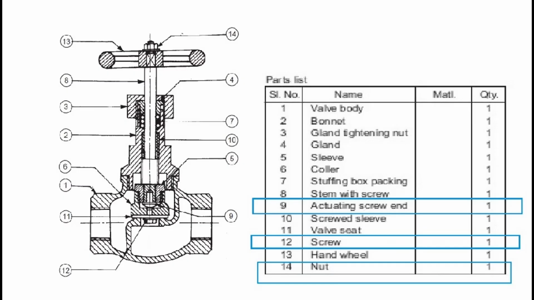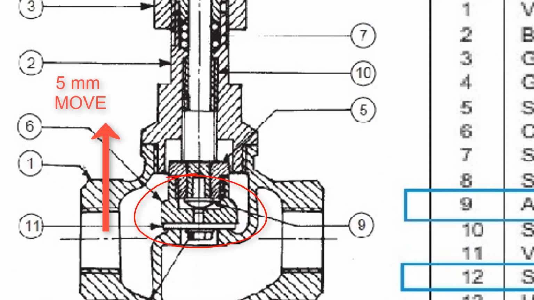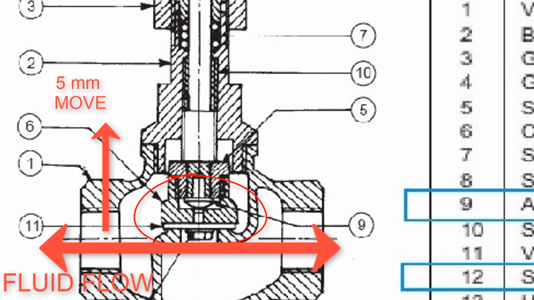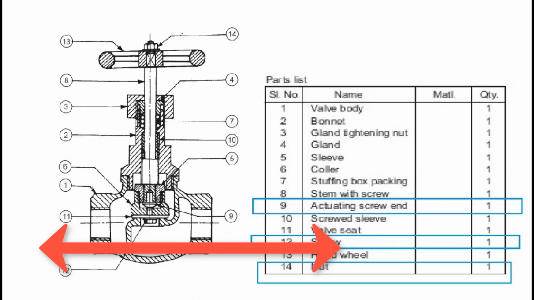A valve is used in a fluid line to control the fluid flow. In the fluid open position, the valve gets lifted by 5 mm from the seat to allow the fluid from the left to right in our example.